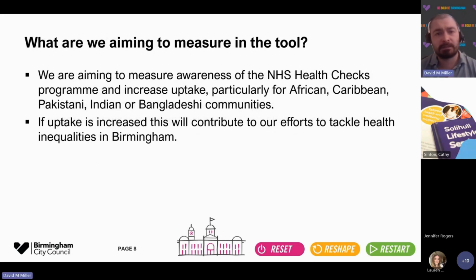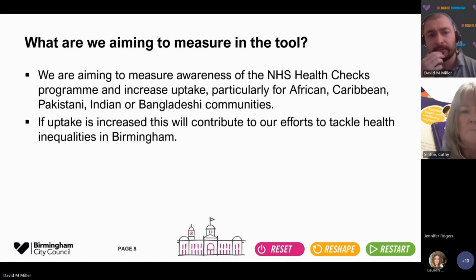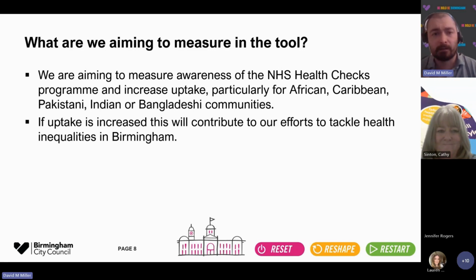What are we aiming to measure in the tool? So with this NHS health checks tool specifically, we're aiming to measure awareness of the programme and also ultimately increase uptake. And as I've just said, particularly for African, Caribbean, Pakistani, Indian or Bangladeshi communities. As well as awareness, we're keen to improve uptake, and we know that if this is increased, we're likely to be successfully contributing to our efforts to tackle health inequalities in Birmingham.